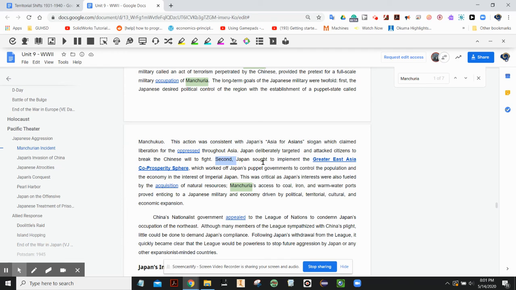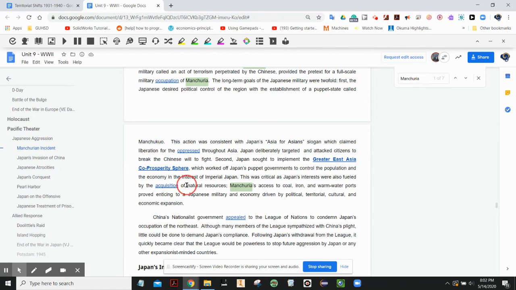Second, the Japanese sought to implement the Greater East Asia Co-Prosperity Sphere, which worked off Japan's puppet government to control the population and the economy in the interest of Imperial Japan. This was critical as Japan's interests were also fueled by the acquisition of natural resources. Manchuria's access to coal, iron, and warm water ports proved to be enticing to the Japanese military and economy, driven by political, territorial, cultural, and economic expansion.